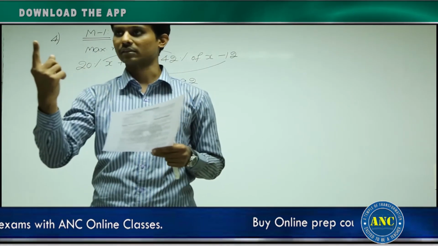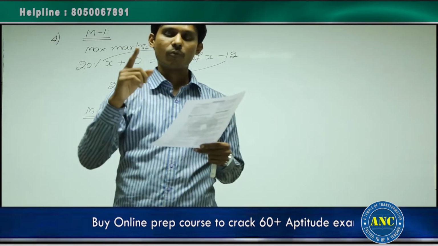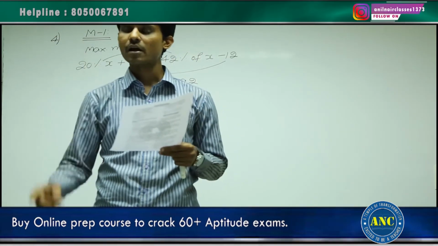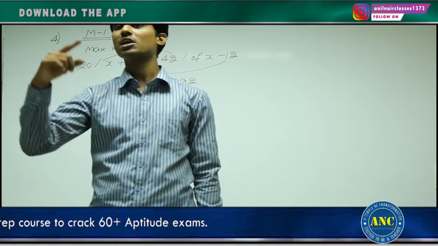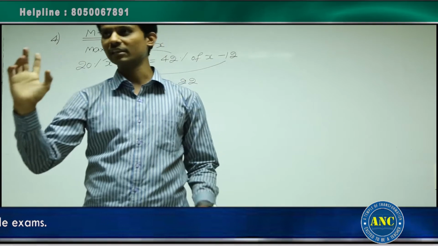I failed by 10 marks. What should be the passing marks? 30. The passing marks should be 30. In the first statement, passing marks is 30. Suppose the second statement is also giving passing marks as 30, then our assumption of 100 is correct. Otherwise it is incorrect, right?